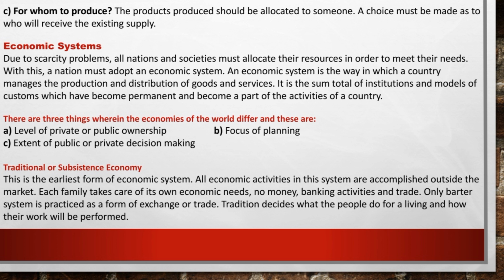We have the traditional or subsistence economy. This is the earliest form of economic system. All economic activities in this system are accomplished outside the market. Each family takes care of its own economic needs. No money, banking activities, and trade. Only the barter system is practiced as a form of exchange or trade. Tradition decides what the people do for a living and how their work will be performed.